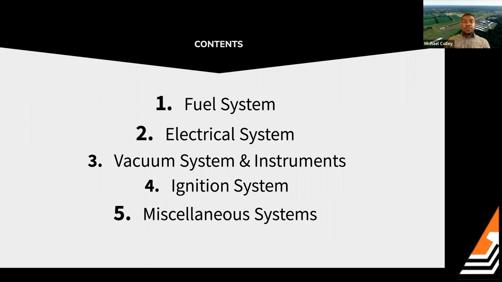The vacuum system and some instrument knowledge, just general instrument knowledge, the ignition system, and then I have grouped together individual slides on miscellaneous systems such as the oil, the hydraulic, so on and so forth. So it just gives you a little bit of synopsis of the entirety of the Cessna 172. So first, digging into the fuel system.